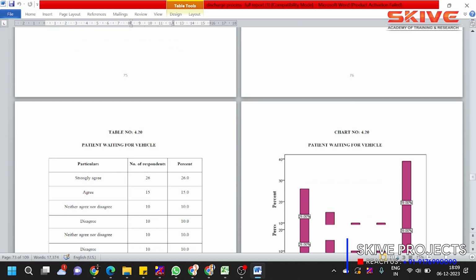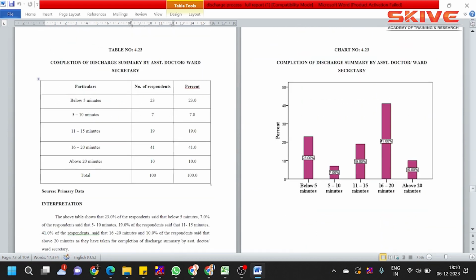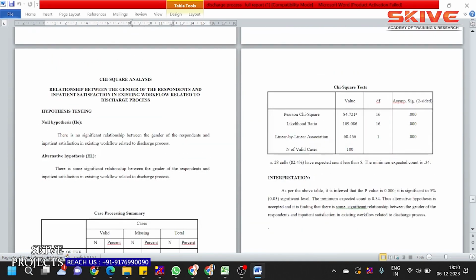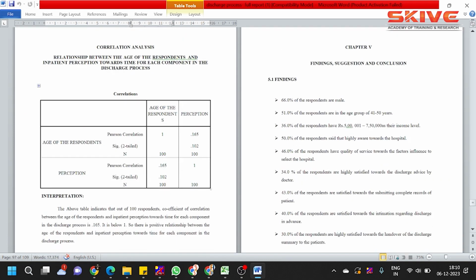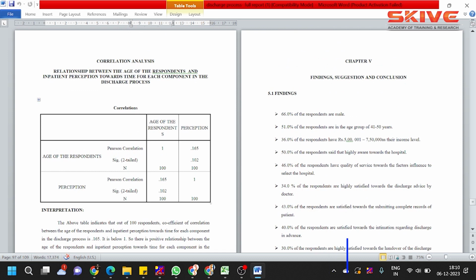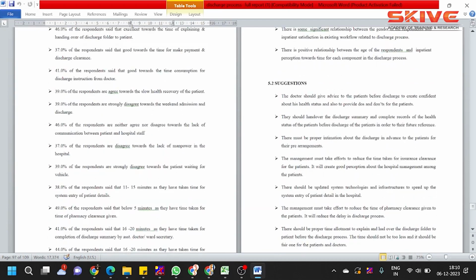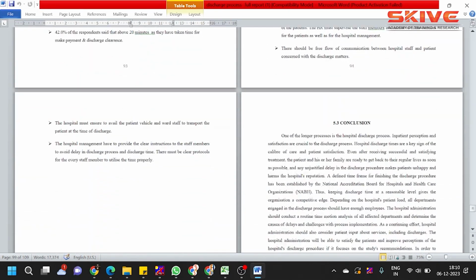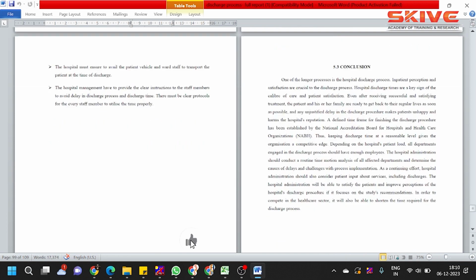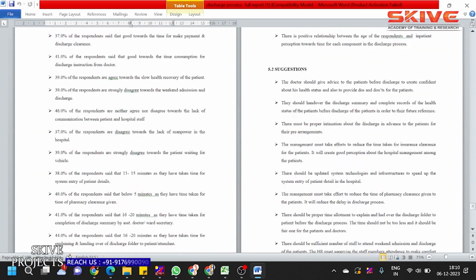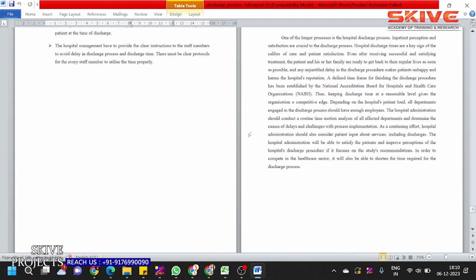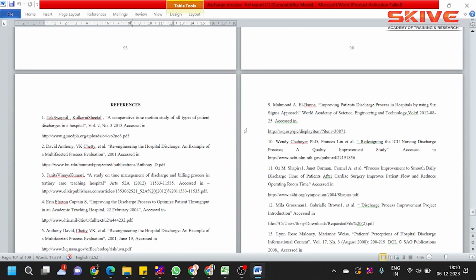And coming to the last point, here we use some chi square analysis, and the interpretation was given, and the correlation analysis, the interpretation was given. After completing the entire survey, we identify the problems in the hospital. These are all the problems identified in the hospital, and these are the suggestions given from the survey. Coming to the conclusion, we have concluded that if the hospital management takes care of the suggestions, definitely the hospital will get a good name, and the patients will also be satisfied.